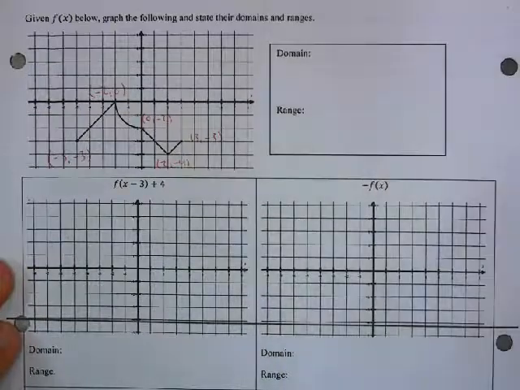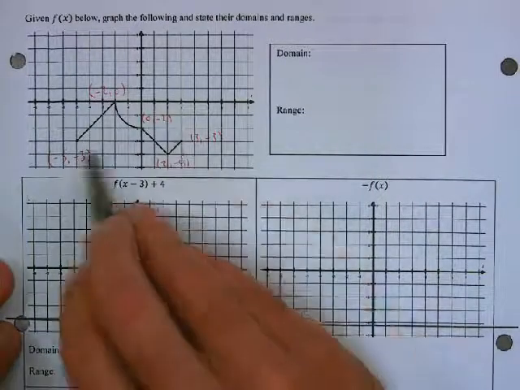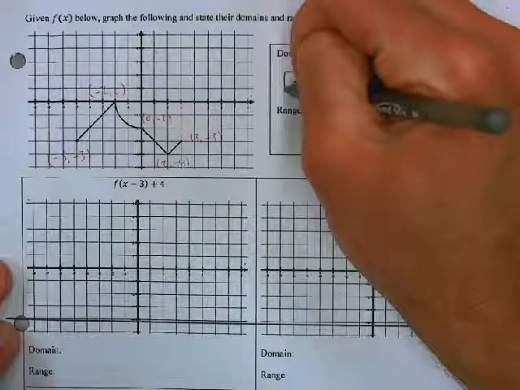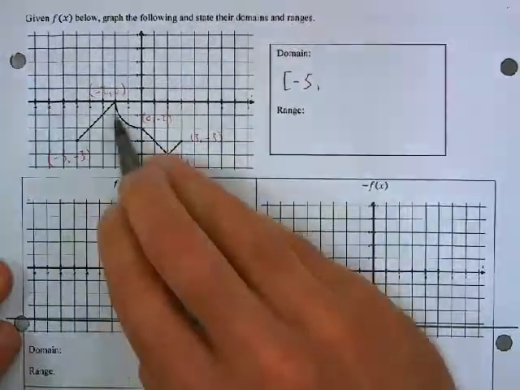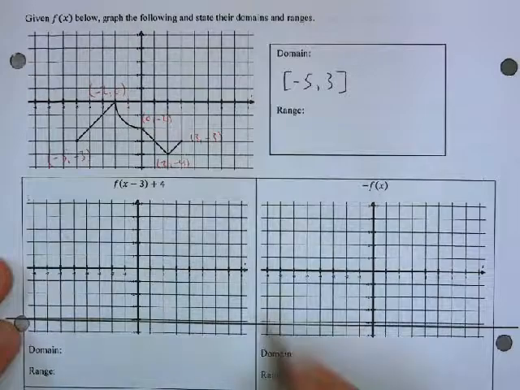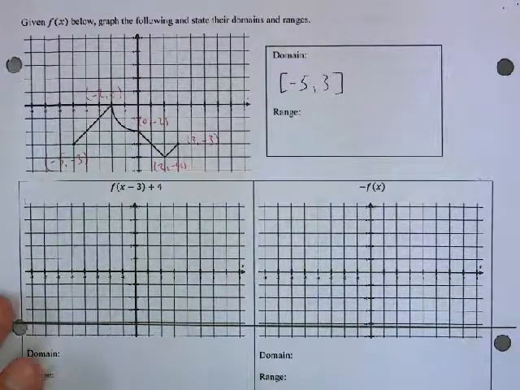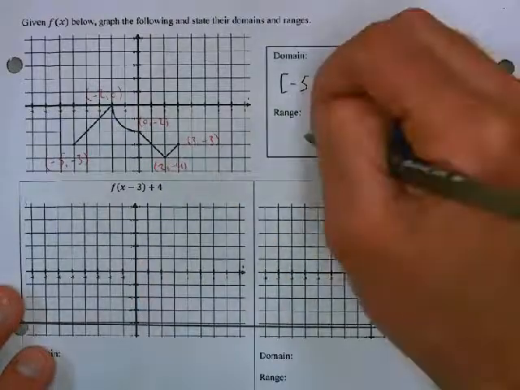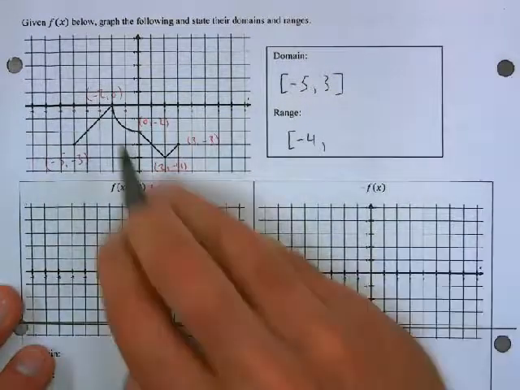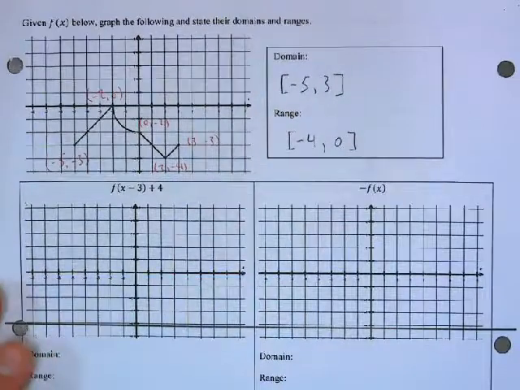We want to write this in interval notation, so we want to go from our smallest x value to our biggest x value. Our smallest x value is here at -5. Since that's a closed circle, we are including -5, so we want brackets. It goes from -5 with no holes in the graph all the way to +3, another solid circle, so we are including 3. For the range, we go from the lowest y value to the highest y value. My lowest y value is -4, and yes, y can be -4, so it's going from -4 up to the highest y value, which is 0. So there's the domain and range.